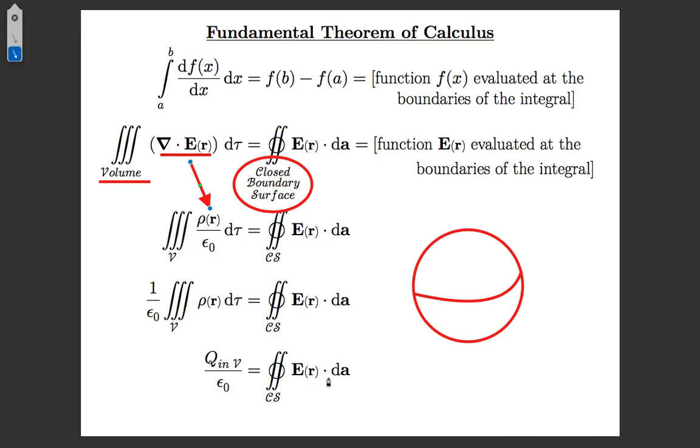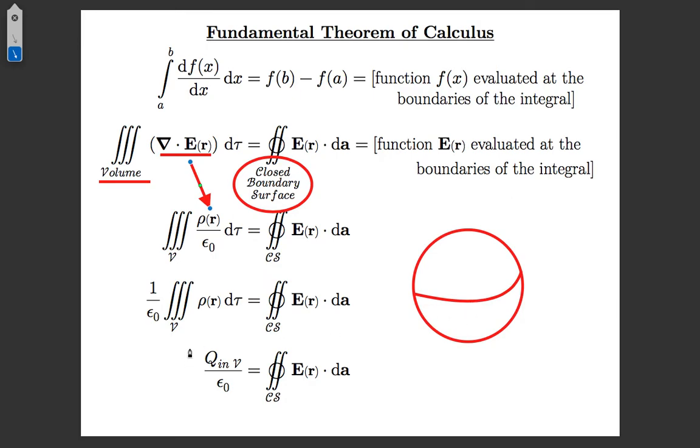If Q is positive, it would be a net flux out. If Q is negative, it would be a net flux in. And if Q is 0, then it would be no net flux. But just to clarify, no net flux does not necessarily mean no flux at all. For example, if you had a positive charge and a negative charge, you could have electric field lines that go out part of the surface and then come back in. So the net flux would be 0, but you would still have local regions that would have some flux.